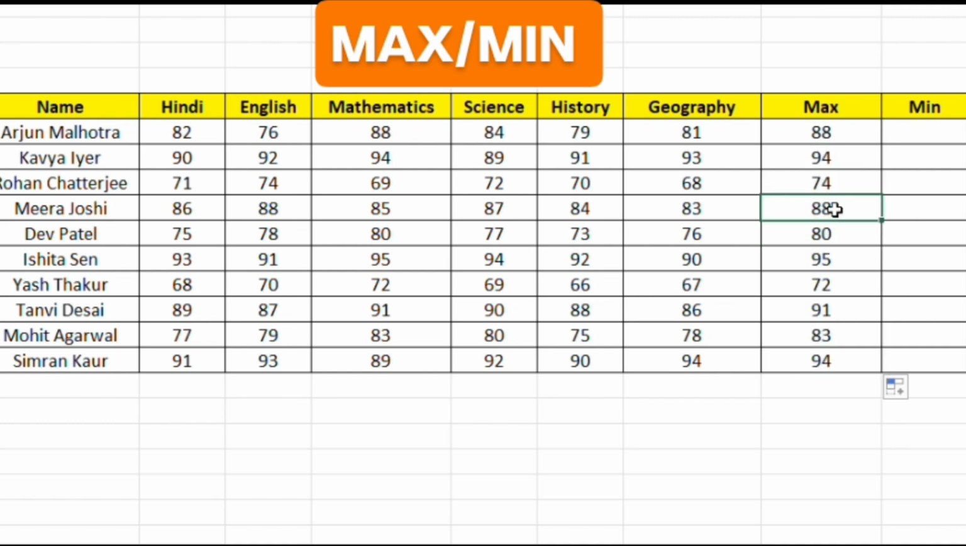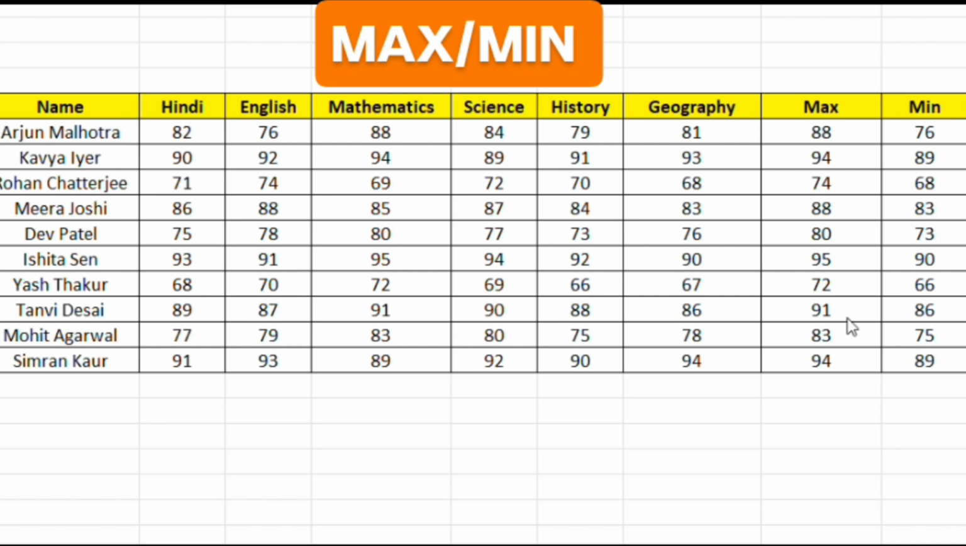Now min is just the opposite. It helps you find the lowest value. What is the lowest marks Arjun has scored? So here also type min, then select your range and then press enter. These two functions are very useful to understand your data, like which is the best performer or the worst performer.